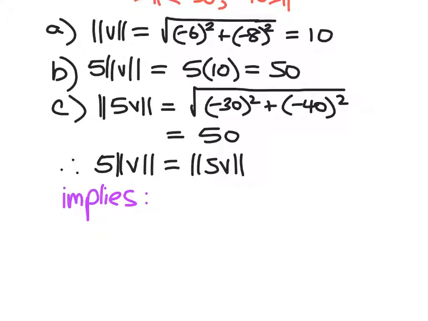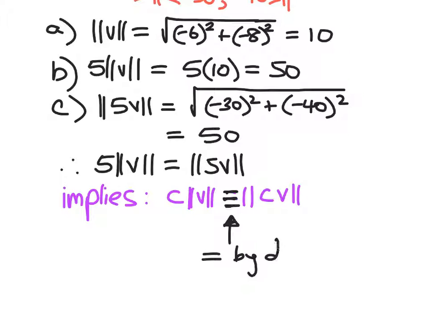It implies that some scalar multiple c multiplied upon the magnitude of v would be equal to the magnitude of that scalar multiple upon v. All right, and in fact, I would even elaborate and say that this would be one of those triple equal signs. That means equal by definition.